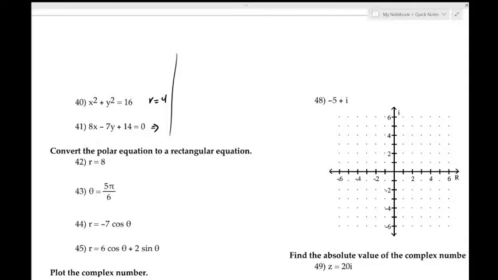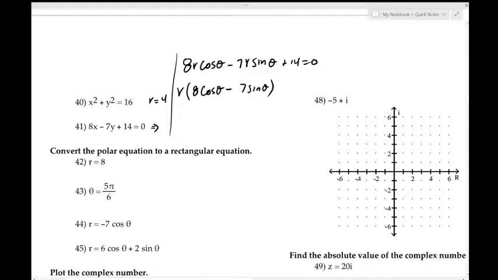Number 41, we're going to change the equation from rectangular coordinates to polar coordinates. So replace the x with r cosine theta and the y with r sine theta, and plus 14 equals 0. So what we can do is factor out the r. So we have r times 8 cosine theta minus 7 sine theta equals negative 14. So r is equal to negative 14 over 8 cosine theta minus 7 sine theta.